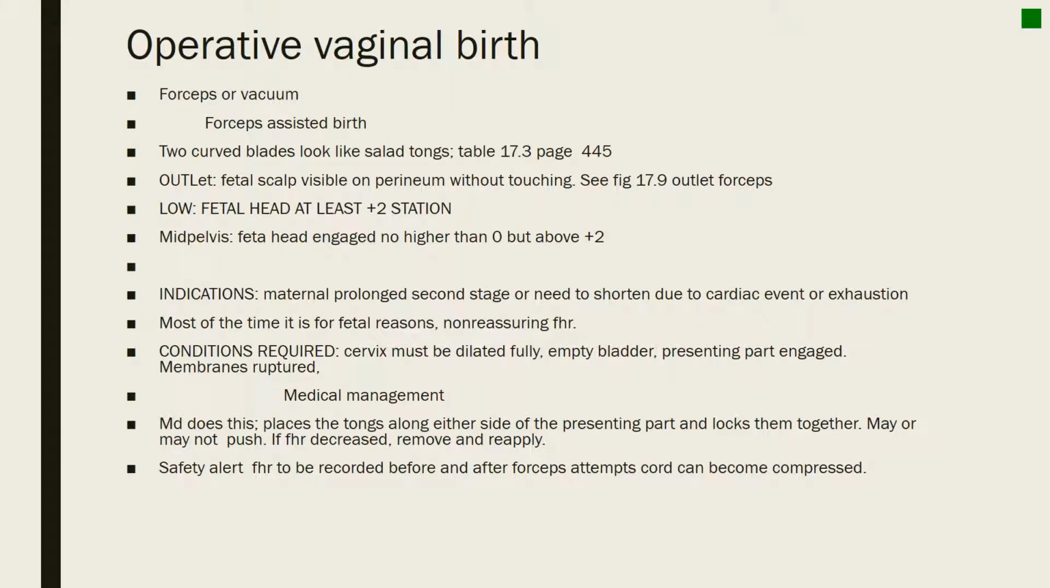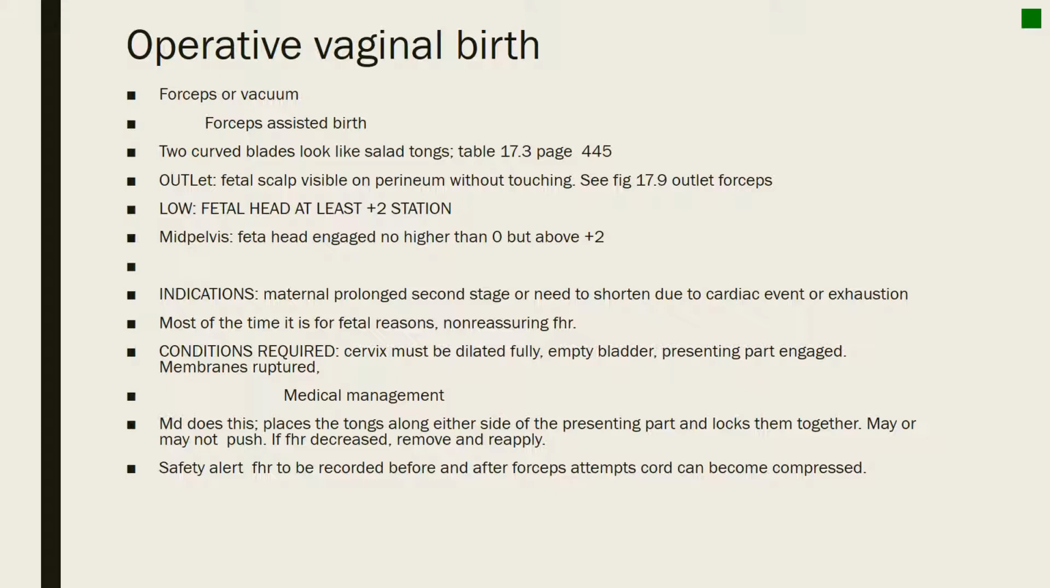All right, an operative vaginal birth just means that we're going to use forceps or vacuum to assist in a vaginal birth. The two curved blades look like salad tongs, table 17.3 on page 445. The ones I really want you to know are the outlet, where the fetal scalp is visible on the perineum without touching it, and the low, where the fetal head is at least at a +2 station. The mid-pelvis, the fetal head is engaged no higher than 0, but above a +2.